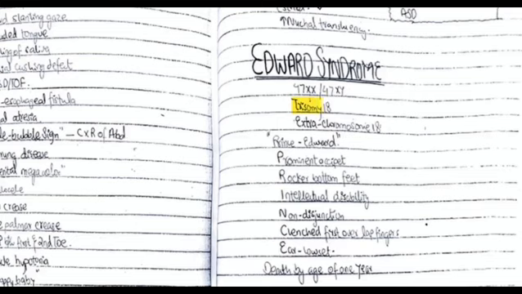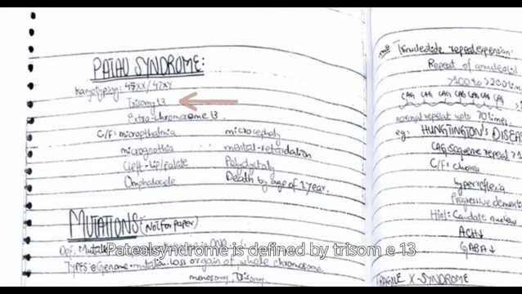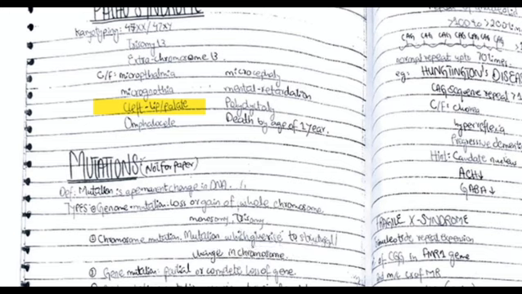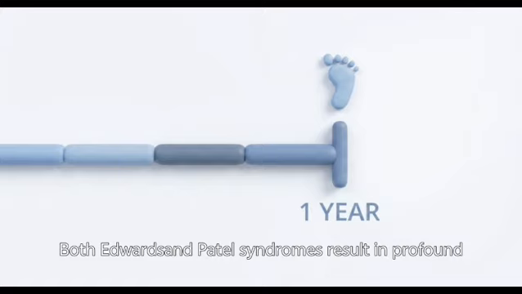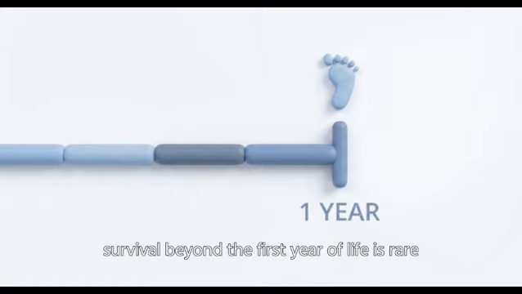Moving to the adjacent notes, Edwards syndrome is trisomy 18. Look for a prominent occiput, an unusually small jaw, low-set ears, rocker bottom feet, and clenched hands with overlapping fingers. On the next page, Patau syndrome is defined by trisomy 13. The extra 13th chromosome severely disrupts midline structural development, leading to microphthalmia, cleft lip and palate, holoprosencephaly, and extra digits. Both Edwards and Patau syndromes result in profound congenital anomalies. Survival beyond the first year of life is rare.